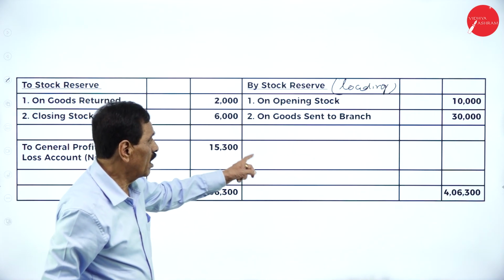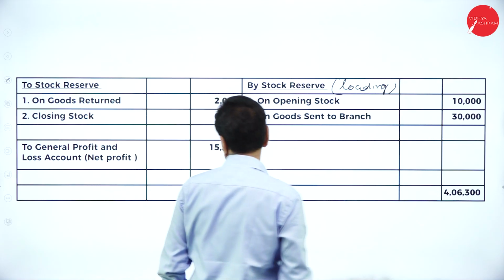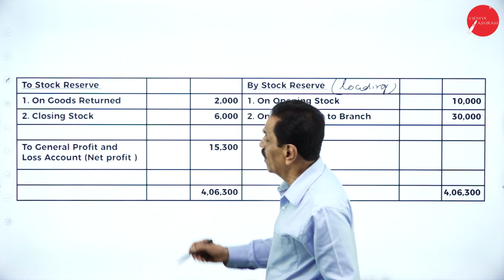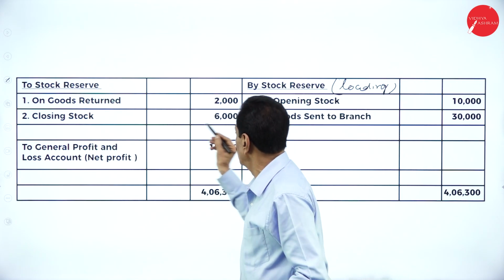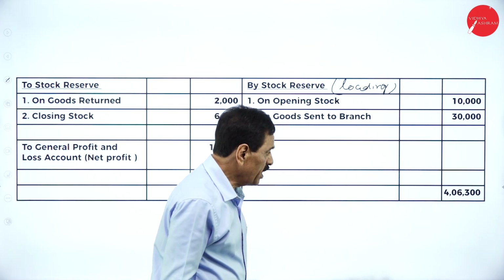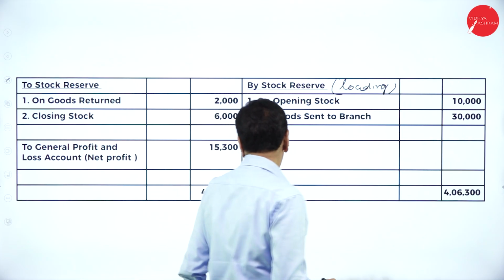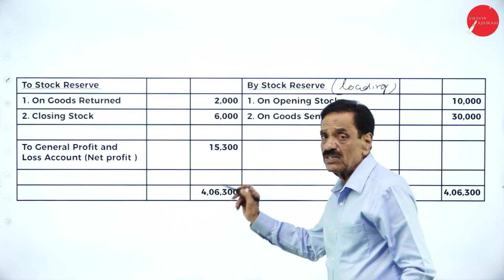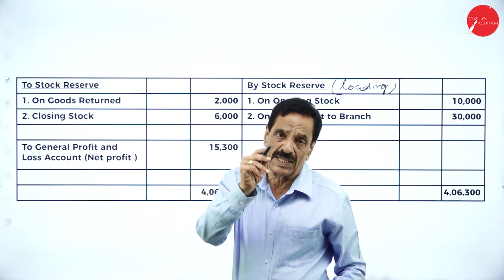Stock reserve, one on opening stock, one on goods sent to branch. Come back here. A stock reserve on goods returned 2,000, on closing stock 6,000. Then if we add the figure, totally it will come 4,06,300. The difference is 15,300, the profit of that branch, will be sent by branch to head office.